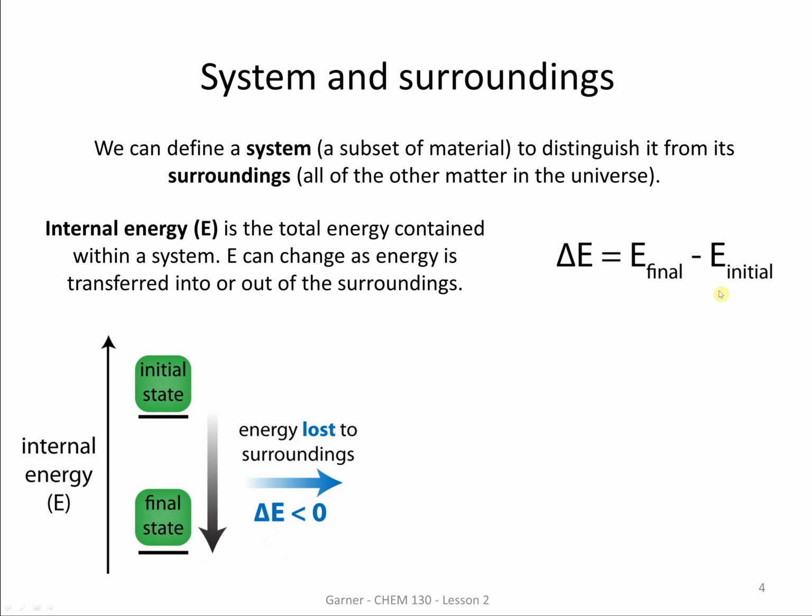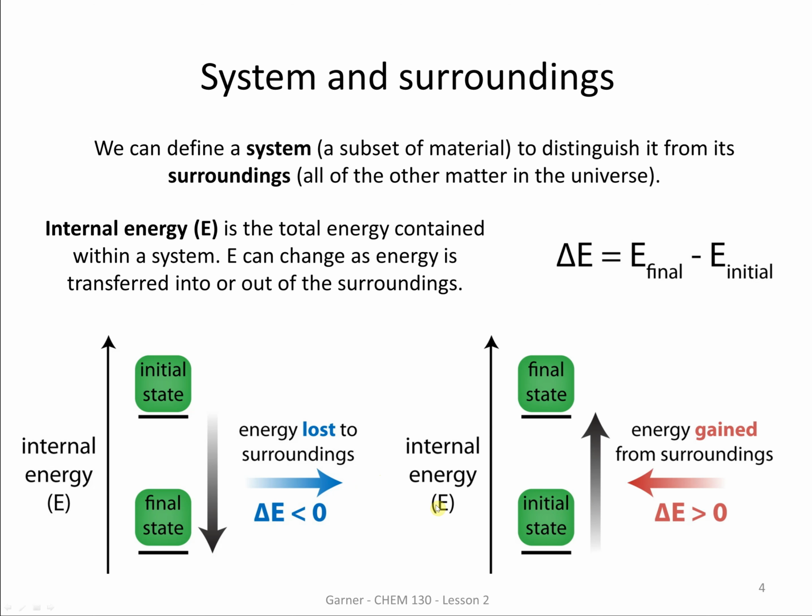And that should make sense given our formula over here. If we start at a high energy initial state and end at a low energy final state, our final energy would be low. Our initial energy would be high. So small number minus a big number is going to give us a negative value of delta E. So our delta E here was negative. That means that our system lost energy to its surroundings.